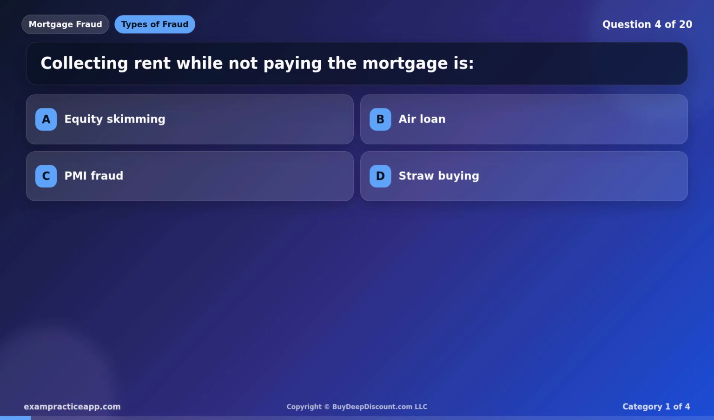Question 4. Collecting rent while not paying the mortgage is: option A, equity skimming; option B, air loan; option C, occupancy fraud; option D, straw buying. Take a moment to choose your answer. The correct answer is option A, equity skimming. Explanation: equity skimming involves rental income misuse.